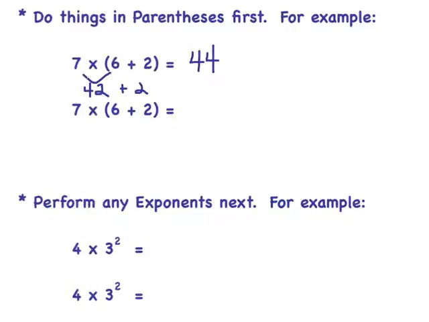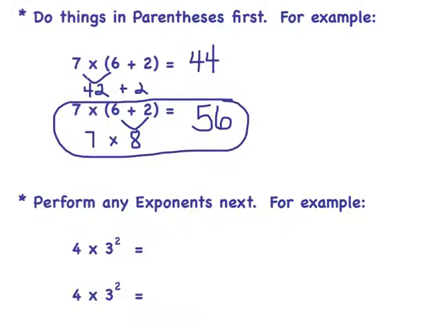Okay? But now, let's do what's in the parentheses first. In this case, I see 6 plus 2, which is 8. And then I have 7 times 8, which is 56. And this is my correct answer. So you can see that if we just worked it from left to right, we would not get the right answer. So work parentheses first.